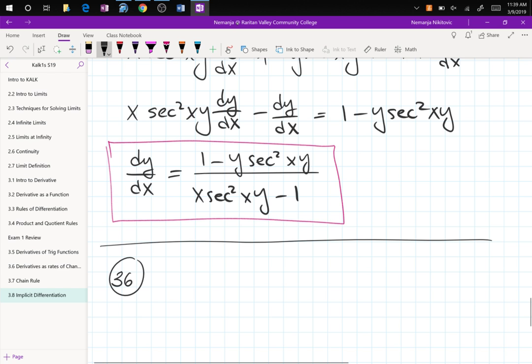Problem 36. xy plus 1, everything cubed, is equal to x minus y squared plus 8.